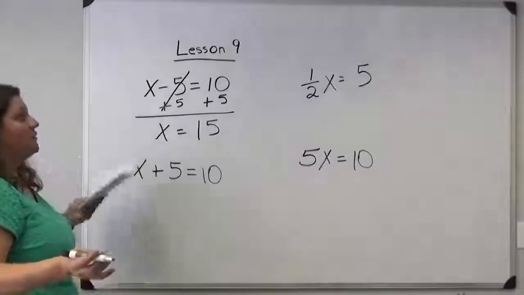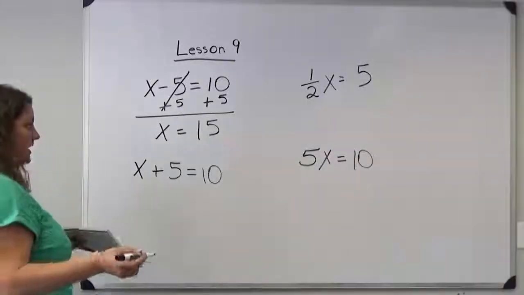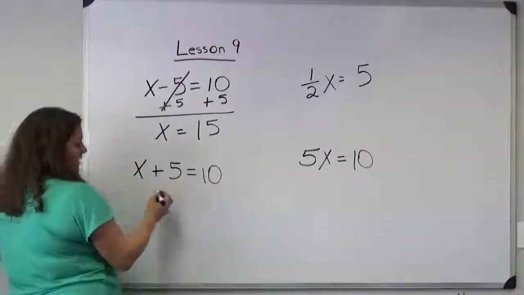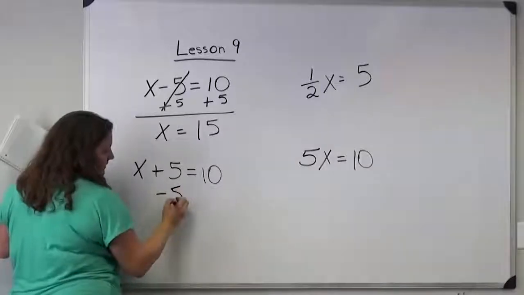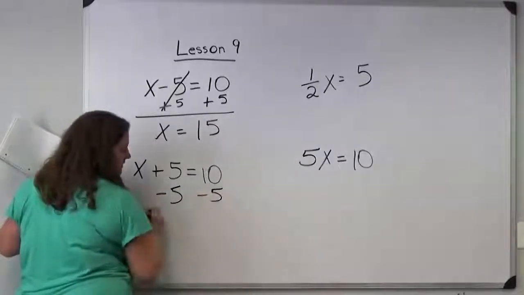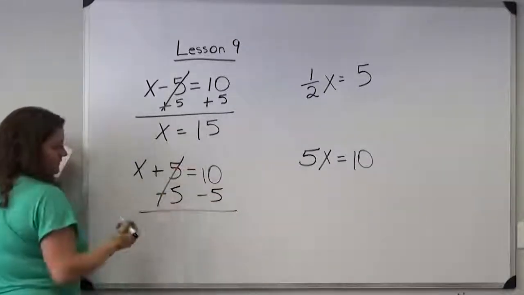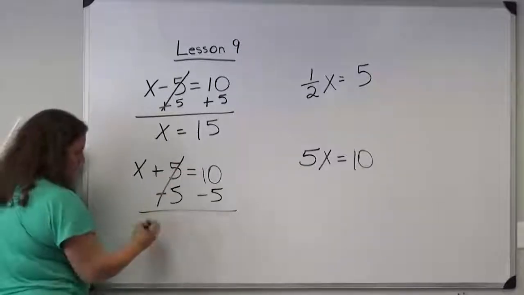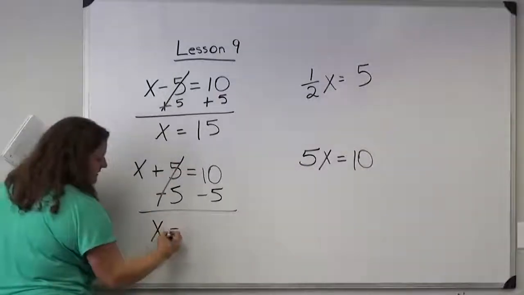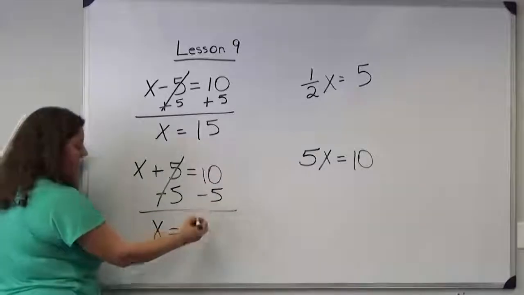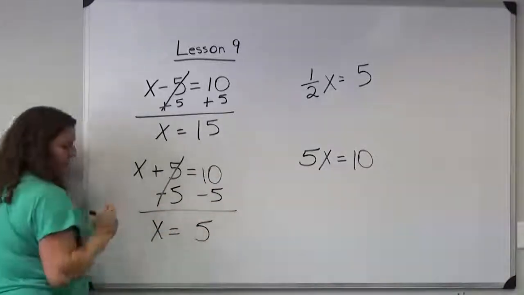Now we can buzz through the other equations doing similar things each time. Here we have x plus 5, so we need to subtract 5 from each side. Now these will cancel, because plus 5 minus 5 is 0. You're left with x equals 10 minus 5 is 5.